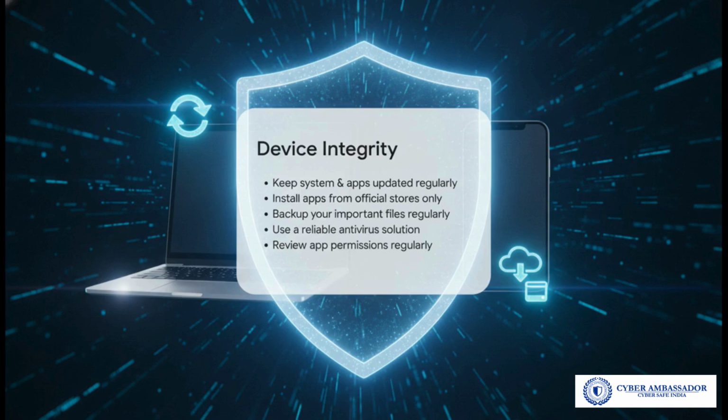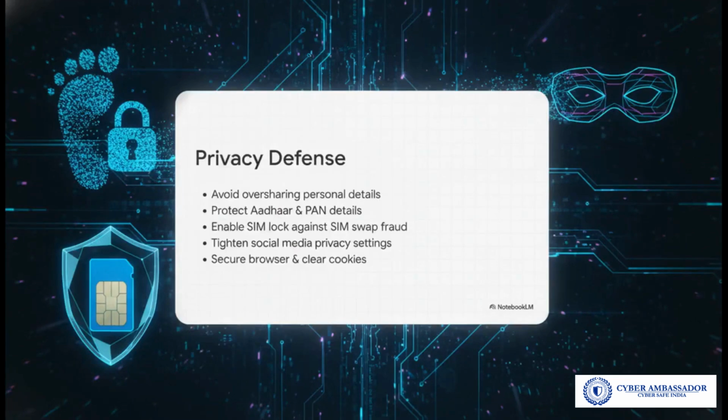Ensure you have a reliable antivirus solution running, and consistently review the permissions you're granting to applications. But most importantly, back up your important files regularly. If you get hit with ransomware, a secure, disconnected backup is your ultimate escape hatch. Finally, you must minimize your digital footprint to reduce your attack surface. Avoid oversharing personal details online that could easily be used to guess your security questions. It's totally critical to protect high-value identifiers like your Aadhaar and PAN details.